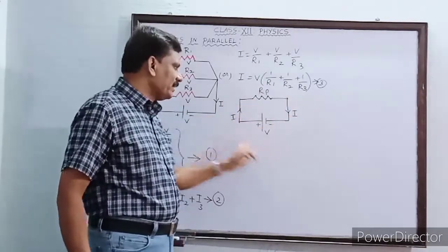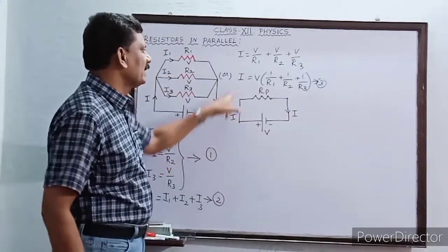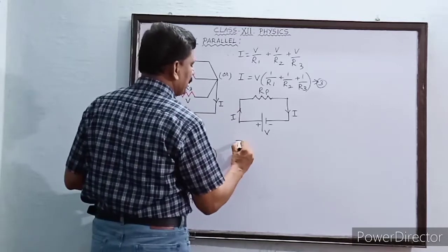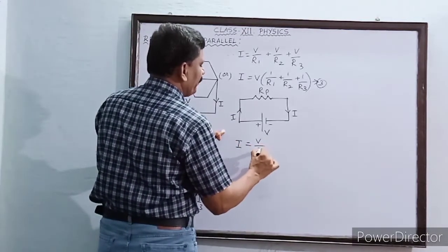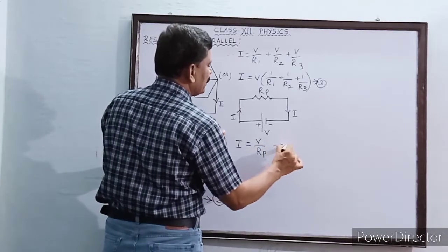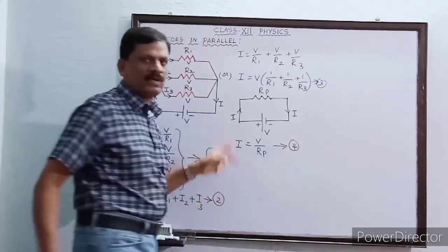So connect these three and get an expression for the current I. Therefore, what is current I equal to? I is equal to V by R, here V by R parallel. And this is equation 4.